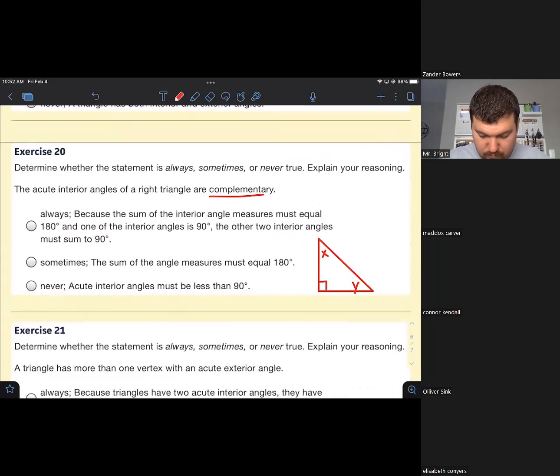That's congruent. What's complementary mean? Two angles equals 90 degrees. Yes, two angles are going to add up to be 90.